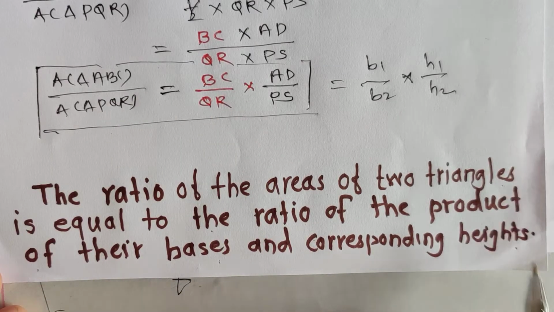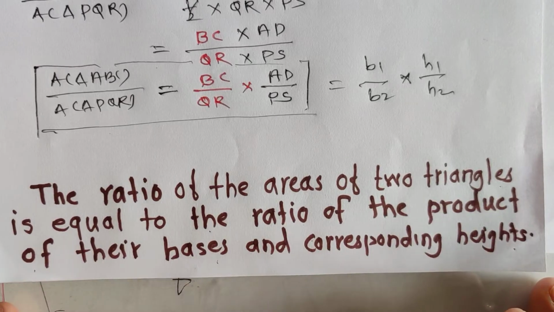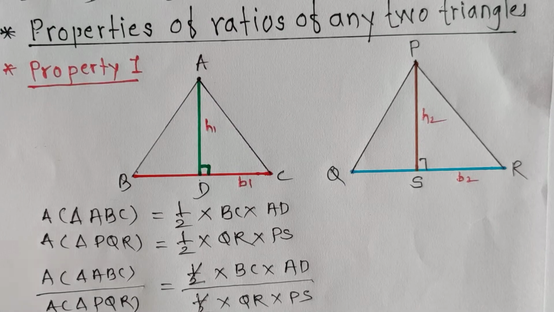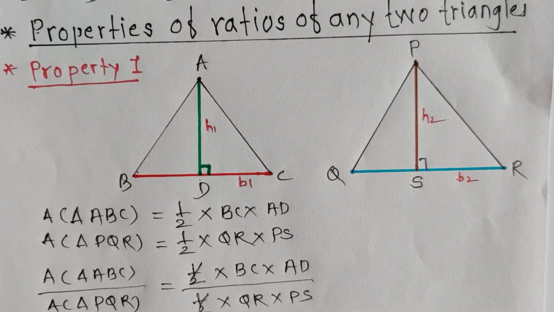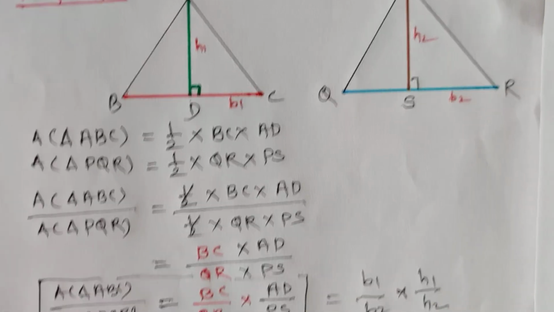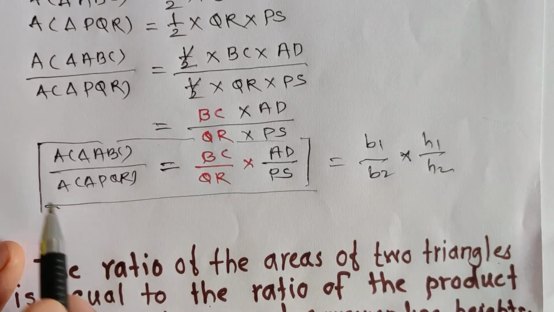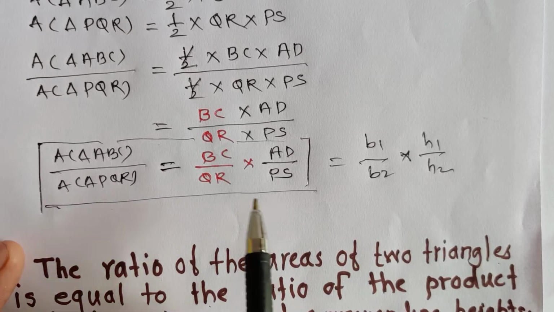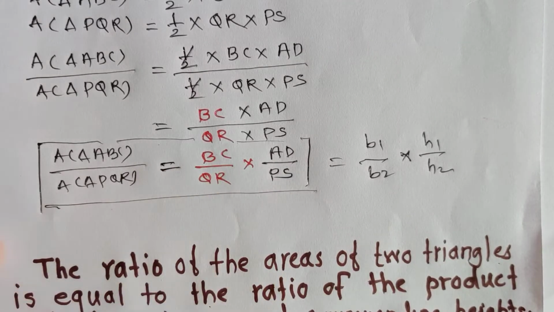So this is the first property. If any two triangles are there in which the bases are different and heights are different, means these are any two triangles with no relation between them, then directly we can write the ratio of their areas is equal to the ratio of the product of bases and the corresponding heights. So this is the first property.